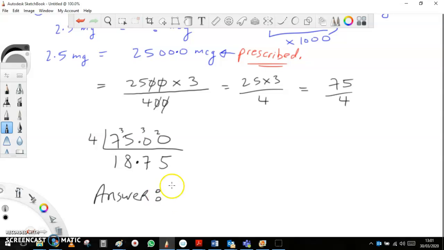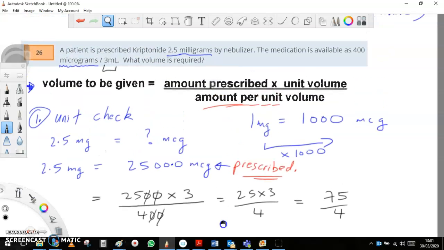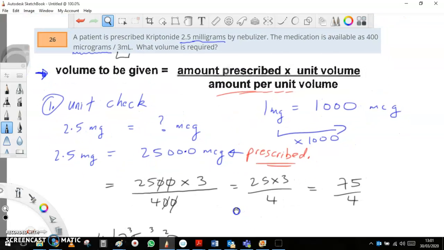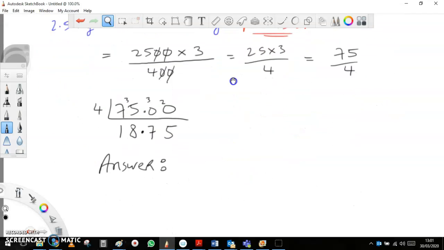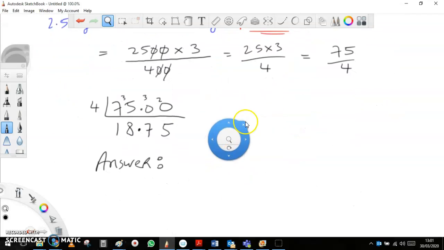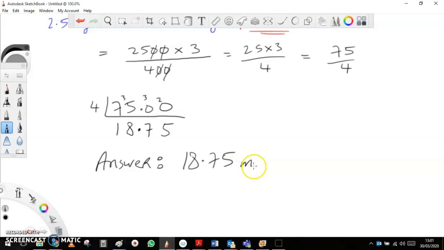So our answer, how much volume to give, what was the question again? I'll just go back up here now. Patient is prescribed, what volume is required? The volume is 18.75 mils or milliliters. 18.75 ml.